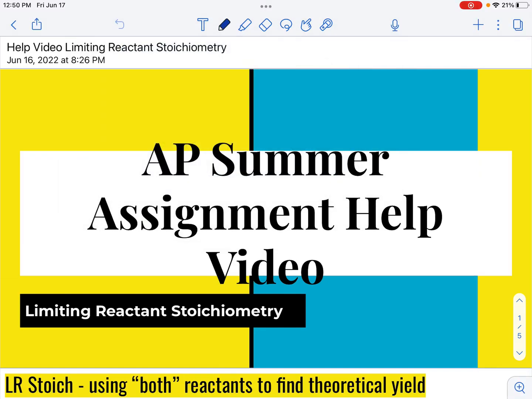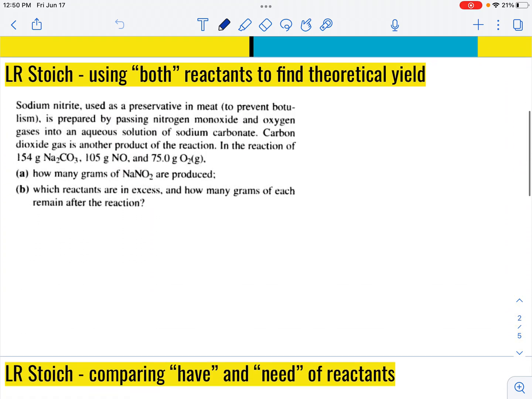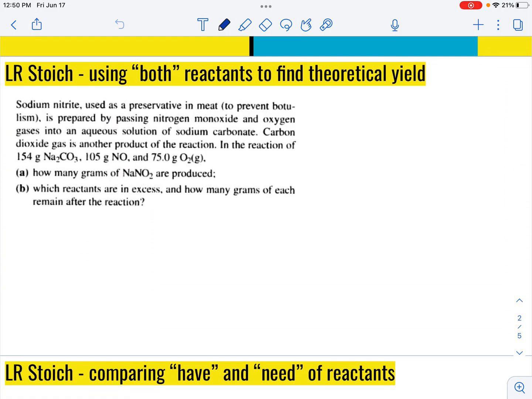All right, so this help video is designed to give you 3 different ways to do limiting reactant stoichiometry so that you can decide which way you like best. So if you're here for help, then I'll try to put the table of contents in the beginning of the ed puzzle so that you know where you can skip to if you'd like, but we're going to do this 3 different ways, the same problem. And then you'll have an opportunity to try another problem yourself.